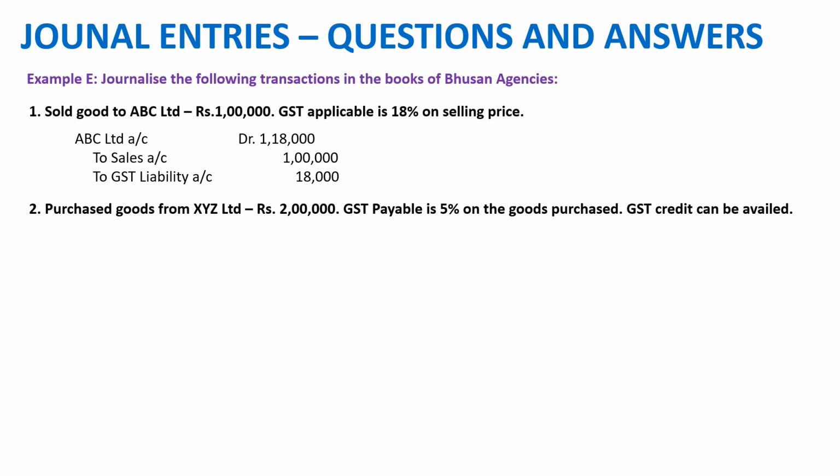GST payable is 5% on goods purchased. GST credit can be availed. What is the meaning of credit can be availed? That means the amount of GST what you pay to the supplier, you can adjust that amount while you make payment of GST liability. You can net it off and the balance you can pay to the government.